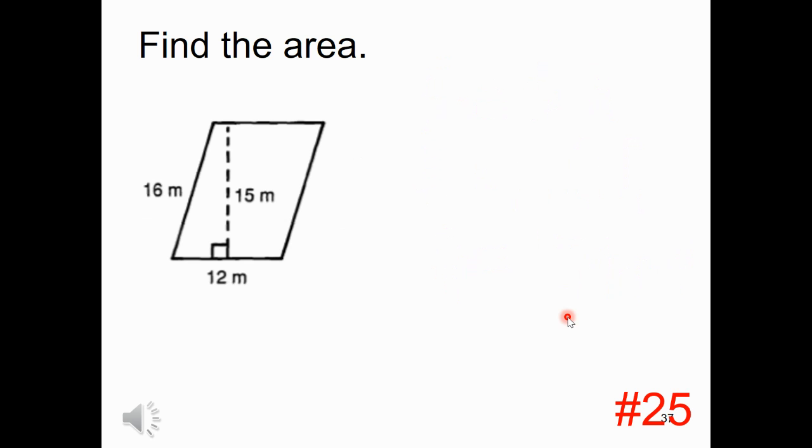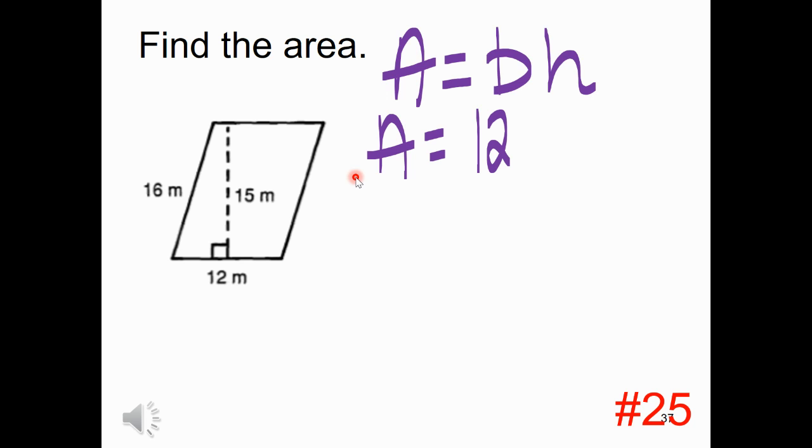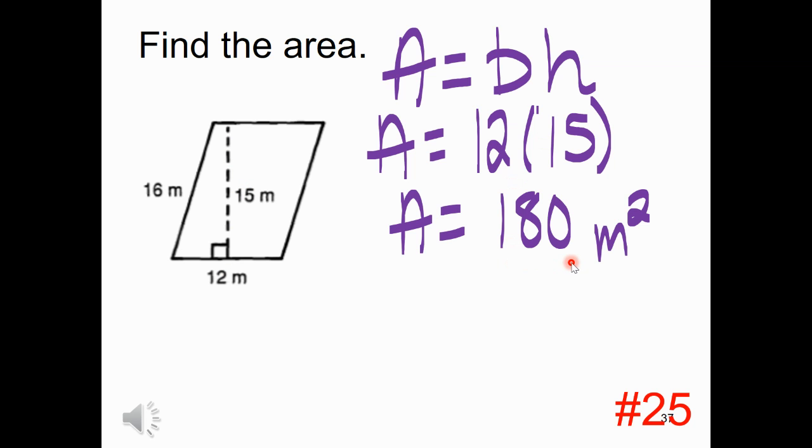We'll do one more. Here's a parallelogram. So parallelograms have the same formula. A is equal to base times height. So the base is obviously 12 down here along the bottom. And then again, remember your height is not necessarily the number that's on the outside, it's the line that's making this right angle. So the height is actually going to be 15, and then you multiply 12 times 15 is 180 meters squared.